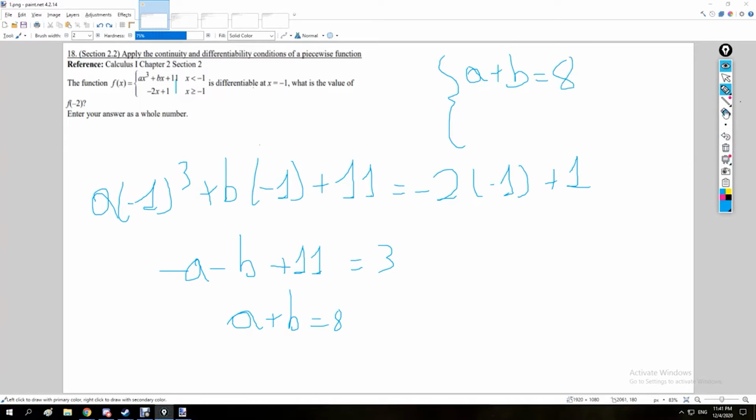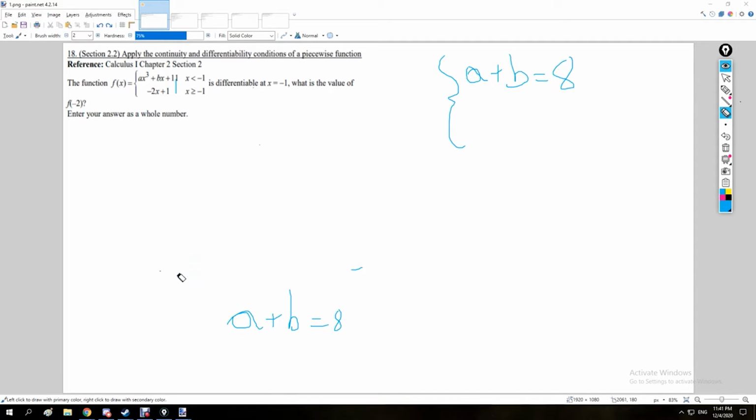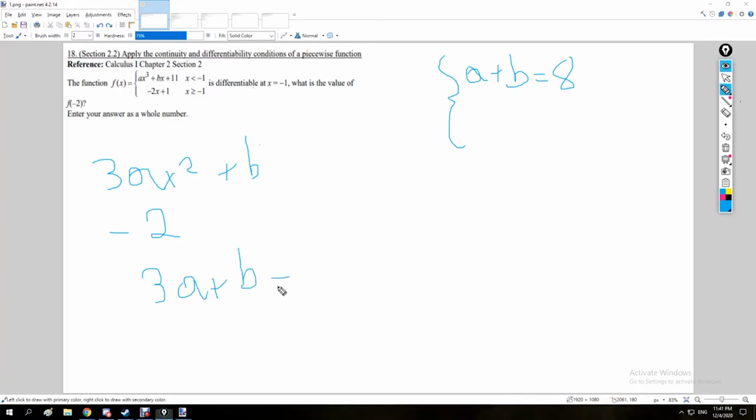For the second equation, as we said, this function is differentiable at this point, x equals minus 1, which means that the left side derivative is equal to the right side derivative. You could use the way with the limits and stuff, but that's really long and complicated. So simply derive these two and then substitute minus 1 for x and equate them. If you derive the first equation, you get 3ax squared plus b. Deriving the second equation, you get minus 2. Substituting x as minus 1, you get 3a plus b is equal to minus 2. So that's the second equation.